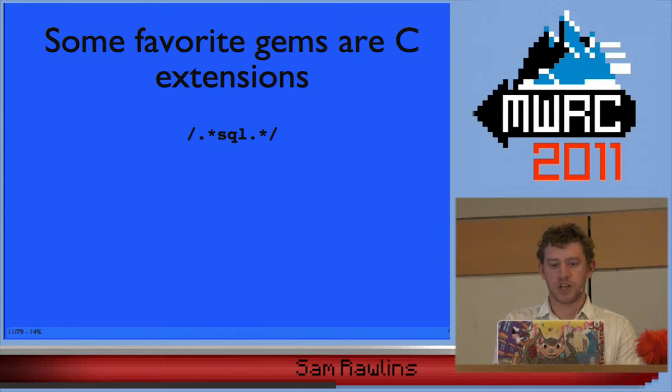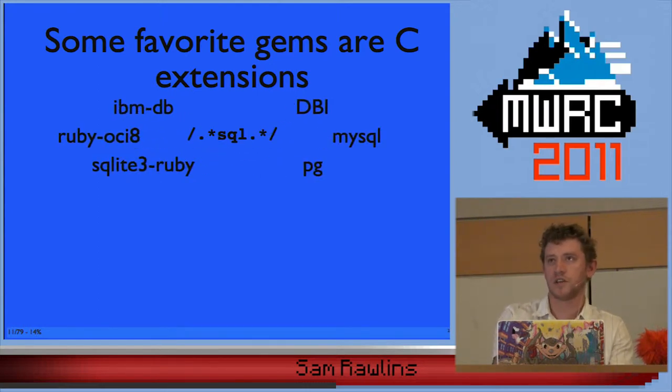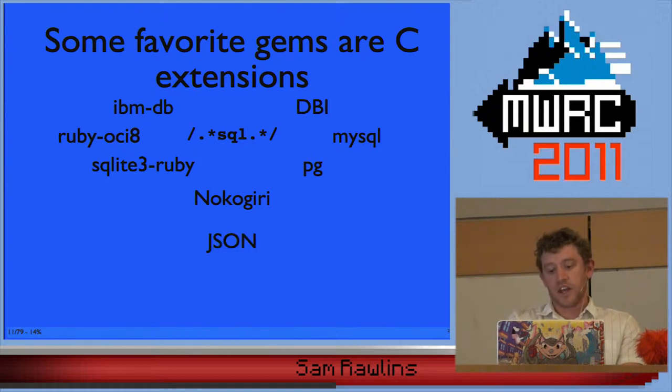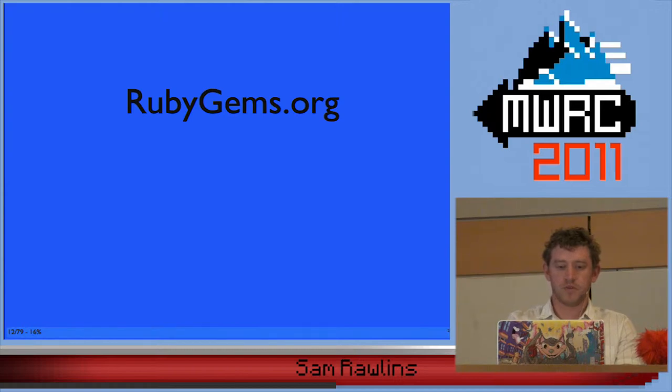So some of your favorite gems are C extensions. These include most of the traditional SQL gems, not the newer NoSQL stuff. Those usually communicate via network sockets. Nokogiri, JSON, FastThread, etc.